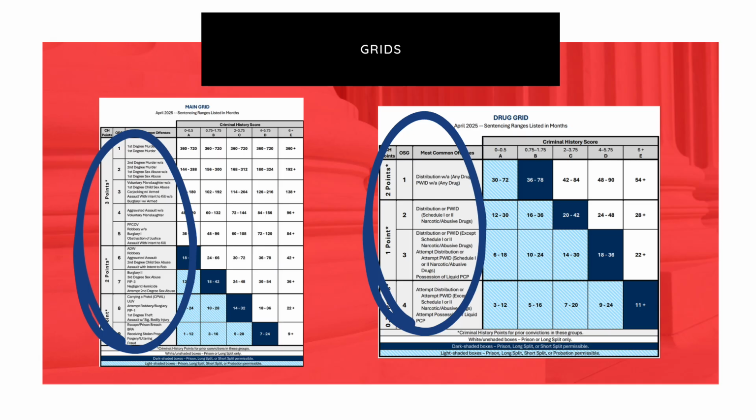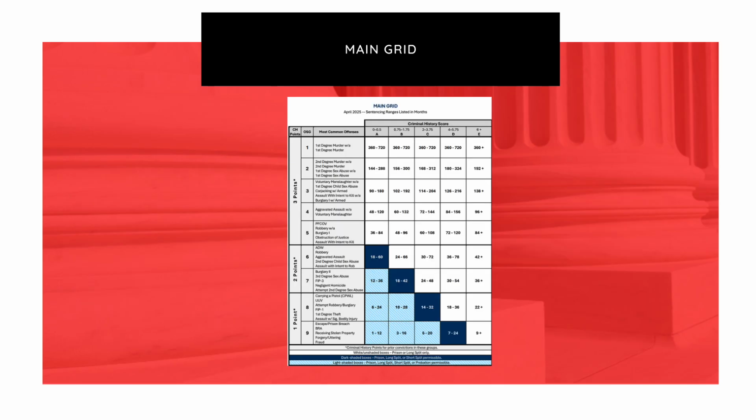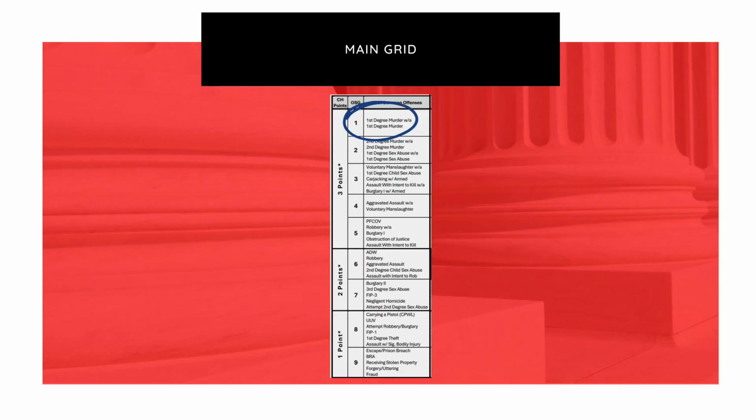The OSGs are arranged along the vertical axis of the main and drug grid, with the most severe OSG at the top and the least severe OSG at the bottom. The main grid houses 9 OSGs. Main Group 1, the most severe OSG, contains offenses such as murder while armed, whereas Main Group 9, the least severe OSG, features offenses such as forgery.